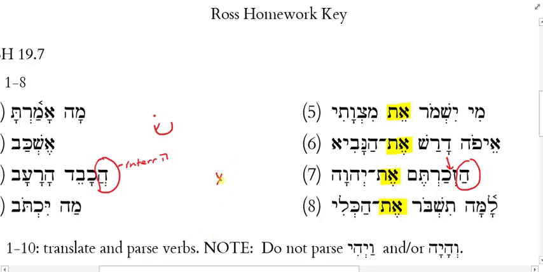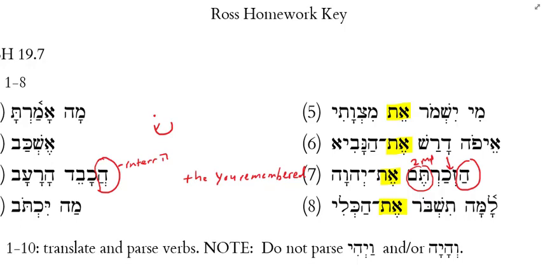Remember, zakar is... That's right. Tem is a heavy ending, 2MP, right? So it's you remembered, or y'all remembered. So can I put an article on you remembered? The you remembered? No. That doesn't even sound normal, does it? The you remembered. So that's clearly not the article.